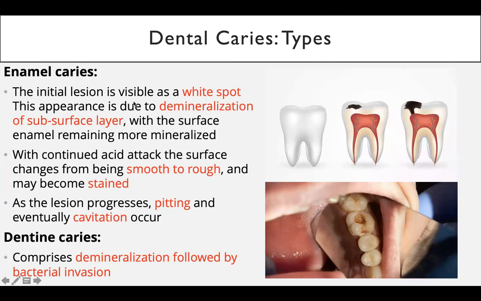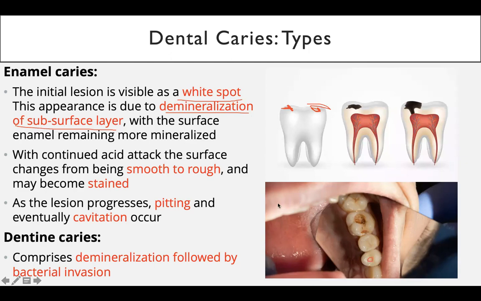We go for the enamel caries. The initial lesion is visible as a white spot. So enamel caries initially starts as a white spot. This appearance is due to demineralization of the subsurface layer. There's a white spot because of the demineralization, with the surface enamel remaining more mineralized. So the surface enamel is more mineralized, but the subsurface layer is demineralized, and there's a white spot there, which means something is going on.